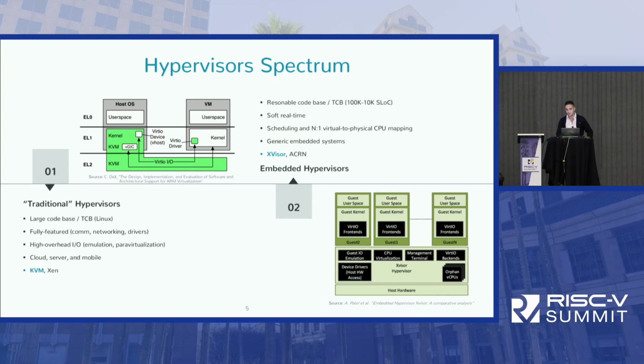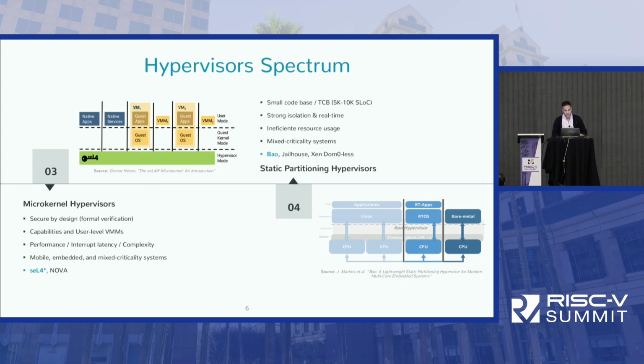A second class of hypervisors is the embedded hypervisors. They present a reasonable code base, typically with TCBs ranging from hundreds of Ks to tens of Ks. They provide some sort of soft real-time guarantees, and they have a kind of scalar where you can provide multiple virtual CPUs atop one physical CPU. A good example is RISC-V, just for reference, because we will see it during this presentation. By the way, these hypervisors highlighted in blue, you will see later on, fully support the RISC-V hypervisor extension.